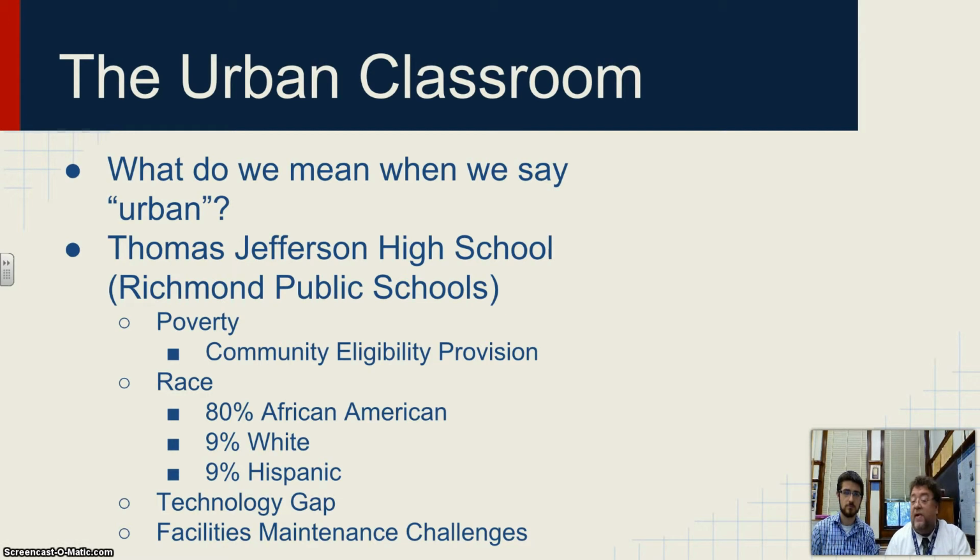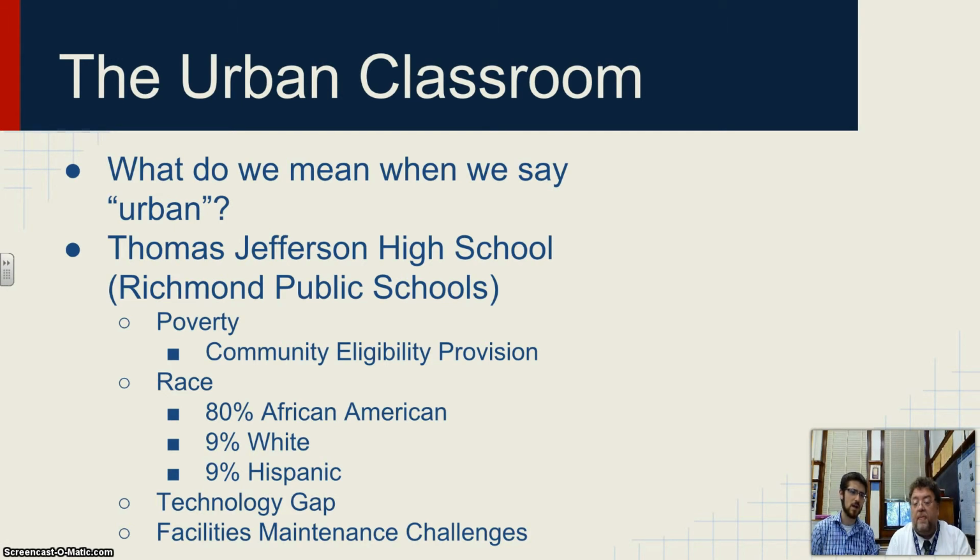Richmond Public Schools has several issues that we all face. For one, there's high poverty in our area. And in fact, our entire community qualifies for the community eligibility provision, which allows all of our students to receive free breakfast and lunch during the day. Okay. Now, in the context of racial demographics, Richmond is a city school. Our demographics are 80% African American, 9% white, 9% Hispanic.